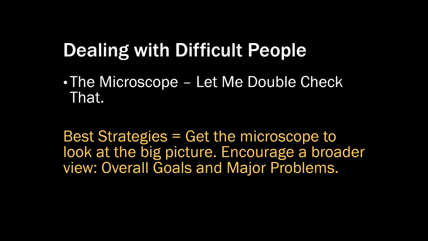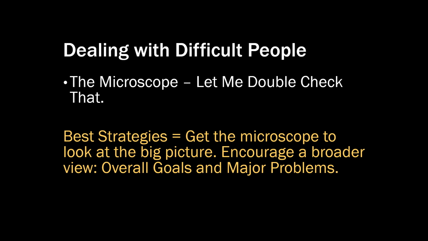The person that gets the microscope out, they're always saying, let me double check that. And it gets to the point where it starts to really get annoying. So the best way to deal with the microscope type person is to get that person to look at the big picture, encourage a broader view, and take a look at their overall goals and major problems rather than taking a look at something in a finite way.